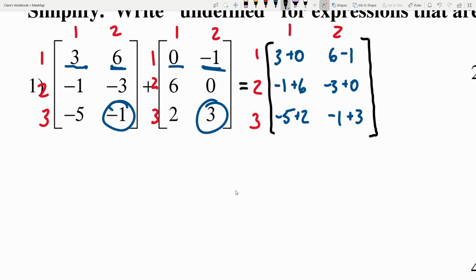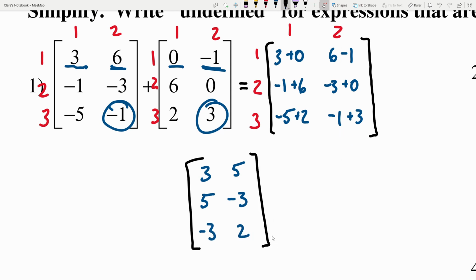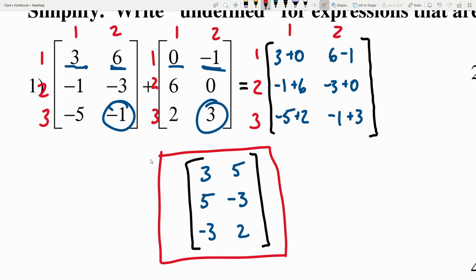Now I just simply add and simplify. My final matrix is going to be, well, 3 plus 0 is 3, 6 minus 1 is 5, negative 1 plus 6 is 5, negative 3 plus 0 is negative 3, negative 5 plus 2 is negative 3, and negative 1 plus 3 is a positive 2. So my matrix, reading by rows, 3, 5, 5, negative 3, negative 3, 2, or reading by columns, 3, 5, negative 3, 5, negative 3, 2. That's my solution in number 1. Let's move on to number 2.